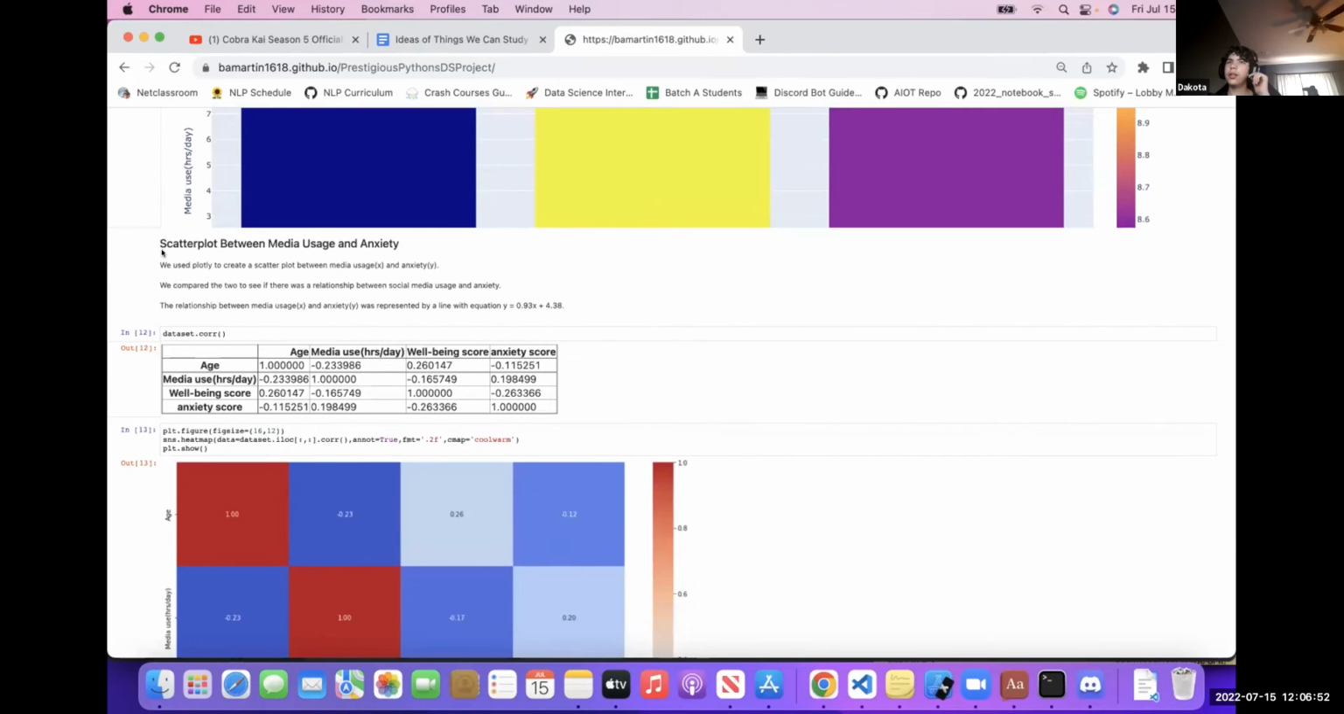All right, so we created a scatter plot between media usage and anxiety. We used Plotly to create a scatter plot between media usage, which is X, and anxiety, which is Y. And we compared the two to see if there's a relationship between social media usage and anxiety. The relationship between media usage and anxiety was represented by a line with the equation y equals 0.93x plus 4.38.